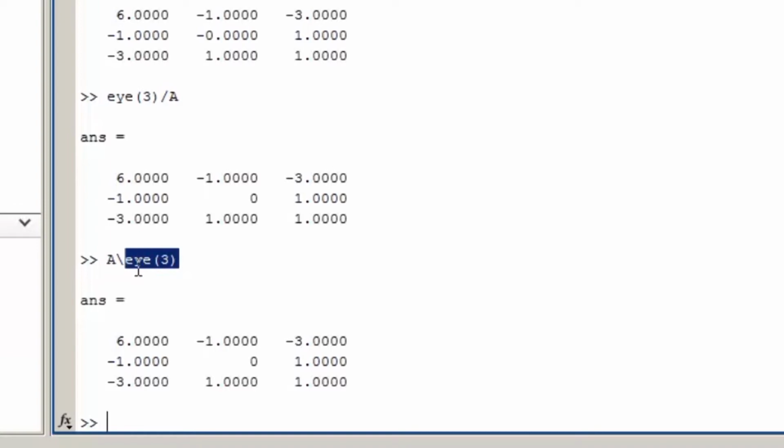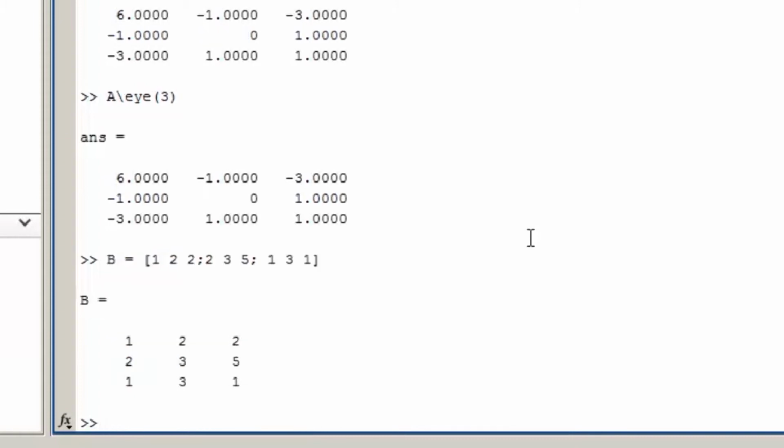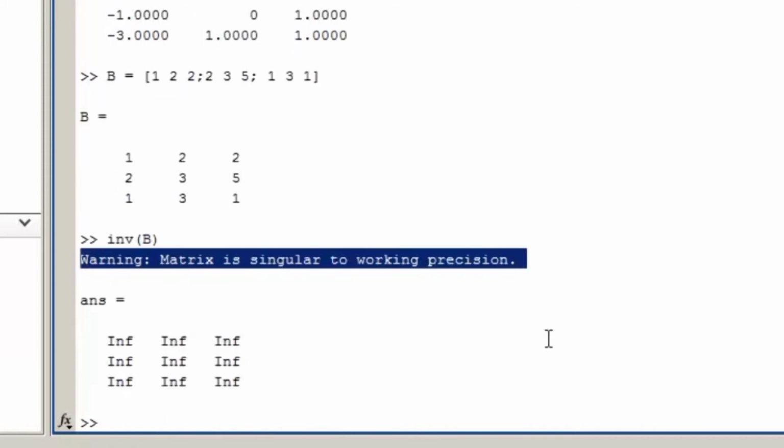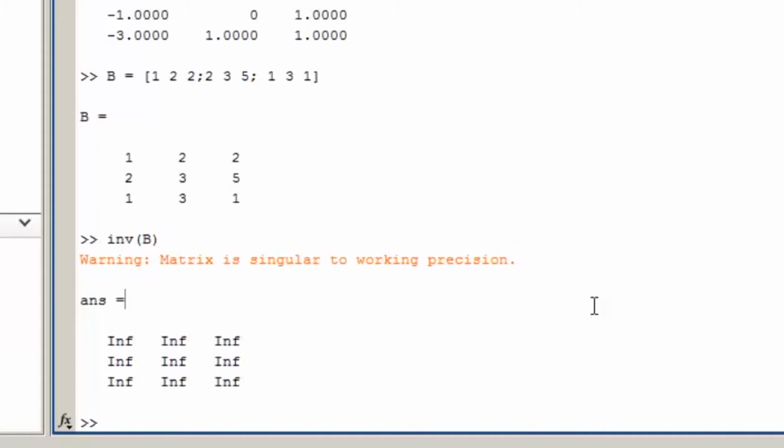the numerator. Finally, let's take a look at another matrix B equals 1, 2, 2, semicolon, 2, 3, 5, semicolon, 1, 3, 1. I'll try to invert this matrix by typing inv of B. In this case, I get an error message. Matlab claims that the matrix is singular to working precision.